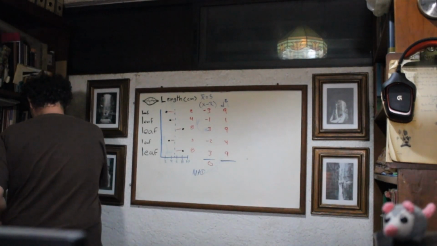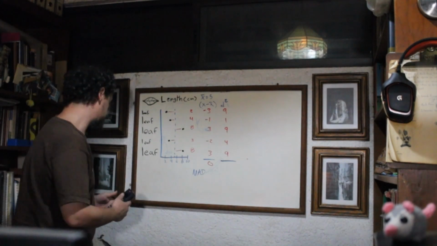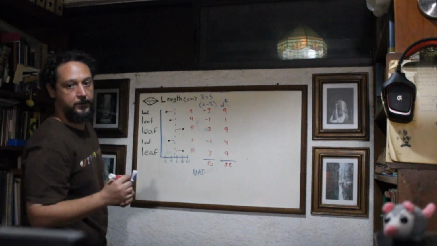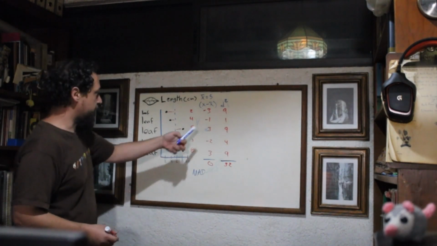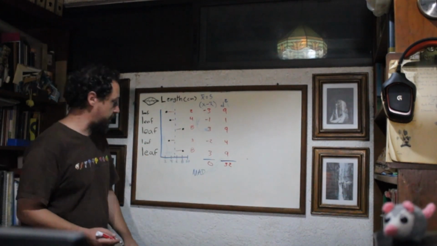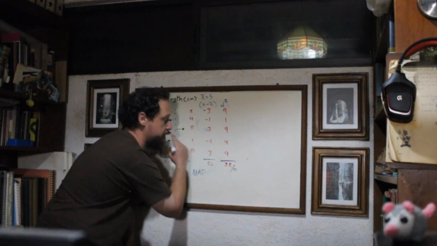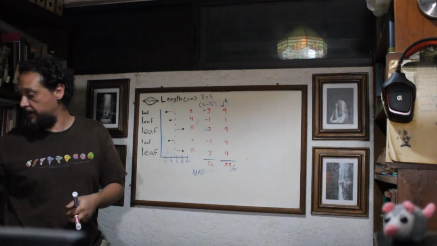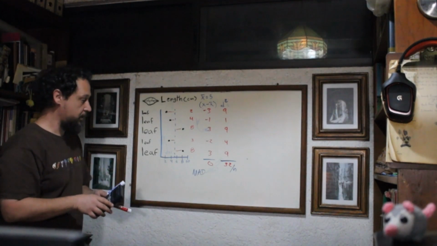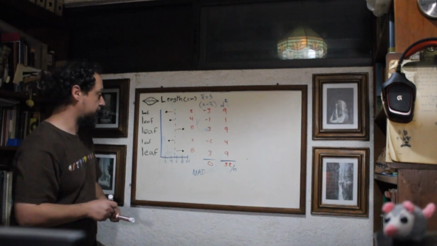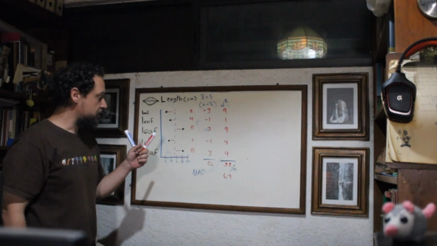So let's do that. It's 9 plus 9, and so on. It gives us 32, just the sum. We need to calculate the average. And we just divide by the number of observations, which is n, which is 5. So we get 32 over 5, 6.4.